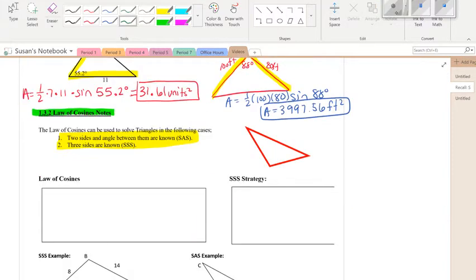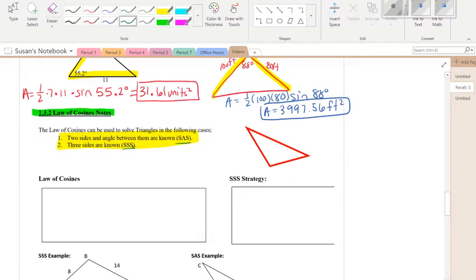So the next question is, what happens when we have triangles that we can't use the law of sines for? Well, that's where the law of cosines comes in. I'm not going to derive the law of cosines, but I will put a video up so that if you want to look at it, you can. The law of cosines can be used to solve triangles in the following cases. Two sides and the angle between them are known, so side, angle, side, and/or three sides are known.